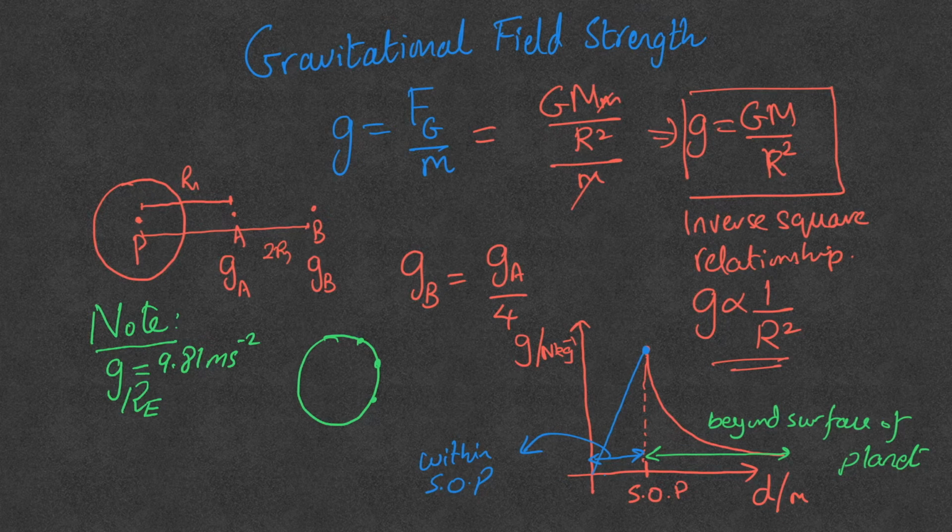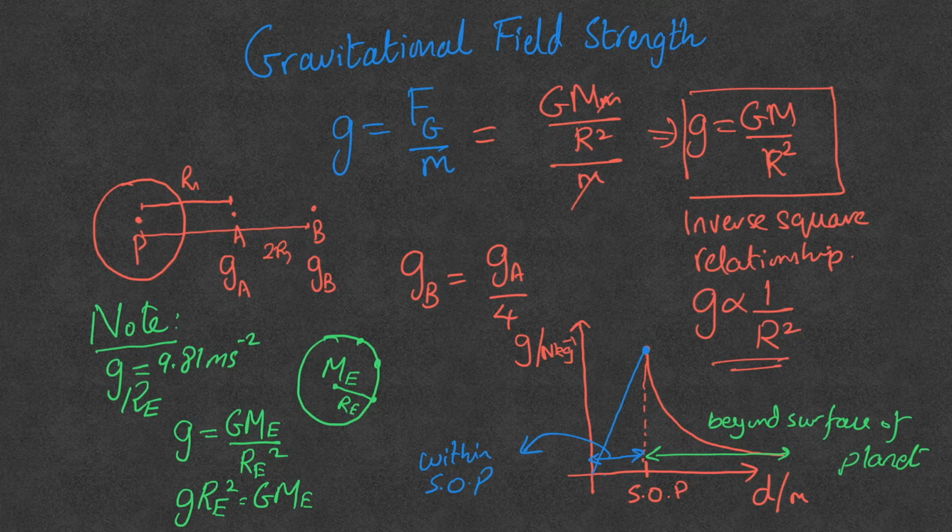So let's say mass of Earth is ME. So I can write this as g is equal to GME over, now this is the radius of Earth, RE squared. So remember that if they have said that this value of g is 9.81, only then can you do this substitution, that GRE squared is equal to G times mass of Earth.